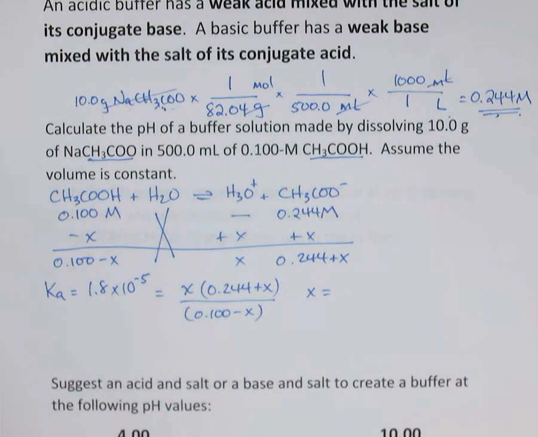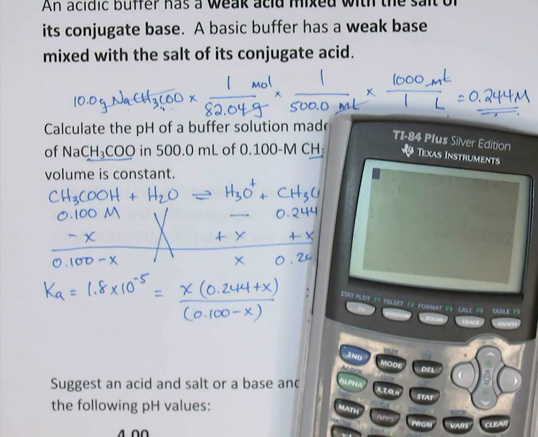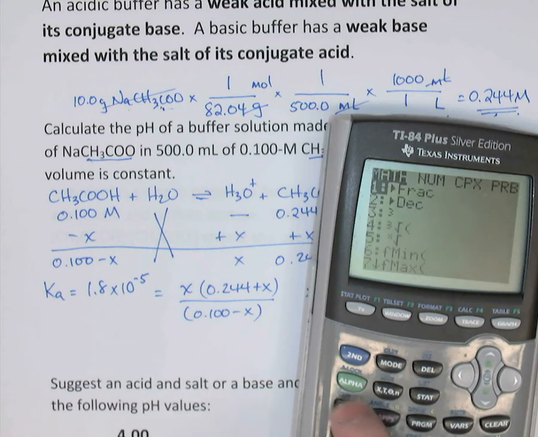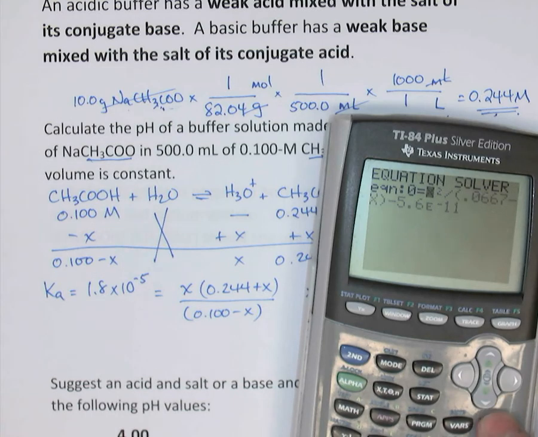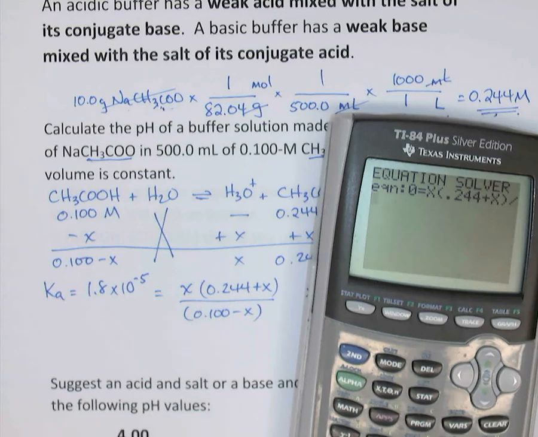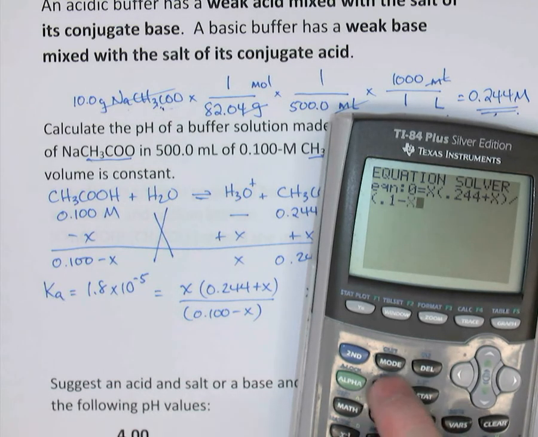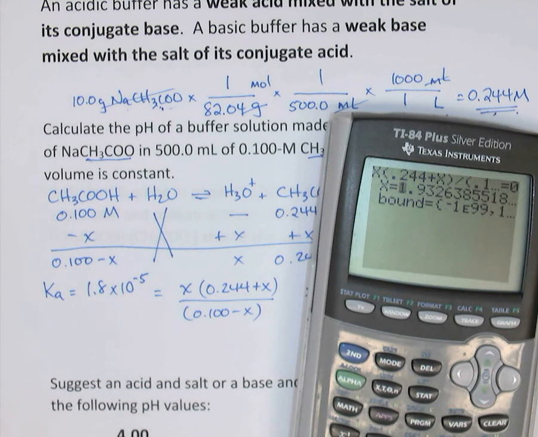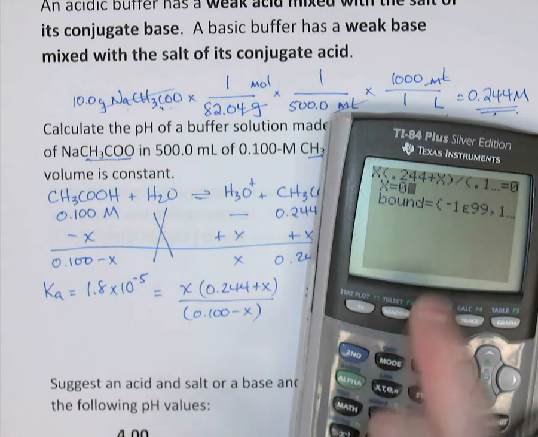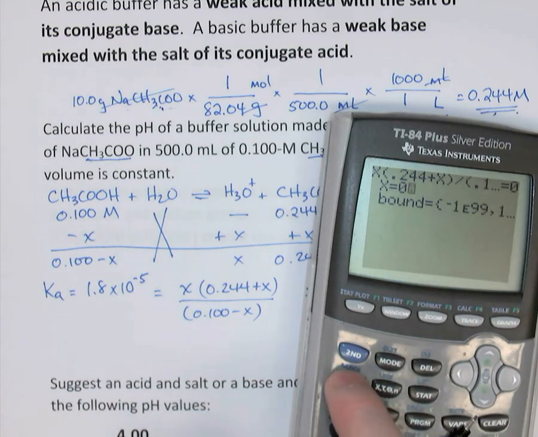I'll quickly do it using the solver on the calculator. So I'll press the math button, 0. I'll go up to clear the previous equation. So we want X times 0.244 plus X, close the bracket, divide by 0.1 minus X, close the bracket, and then minus 1.8 times 10 to the minus 5. We give 0 as a guess. We're saying the answer is going to be close to 0. Alpha solve.